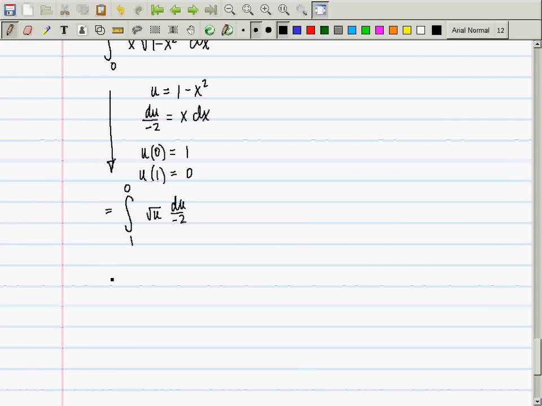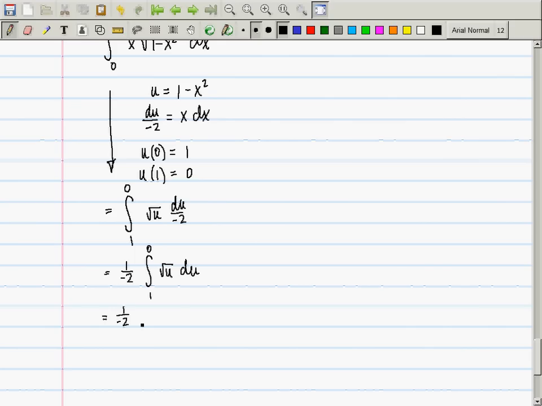Now I want to point out some things. First off, I can factor out 1 over negative 2, and then the integral from 1 to 0 of the square root of u du. And now I want to switch these to the normal order, because maybe that's psychologically pleasing. What happens when you switch the order of the limits in an integral?